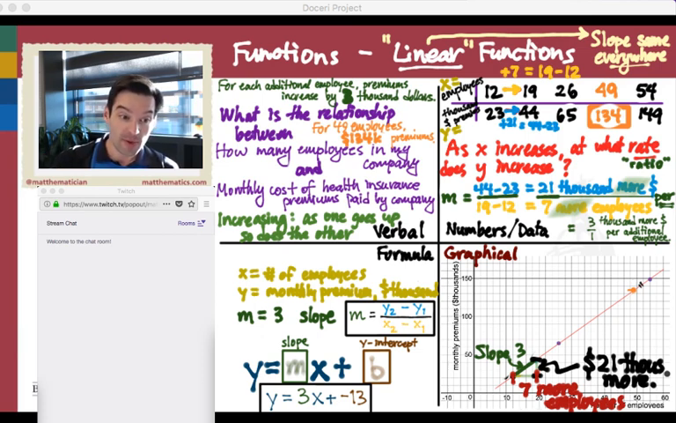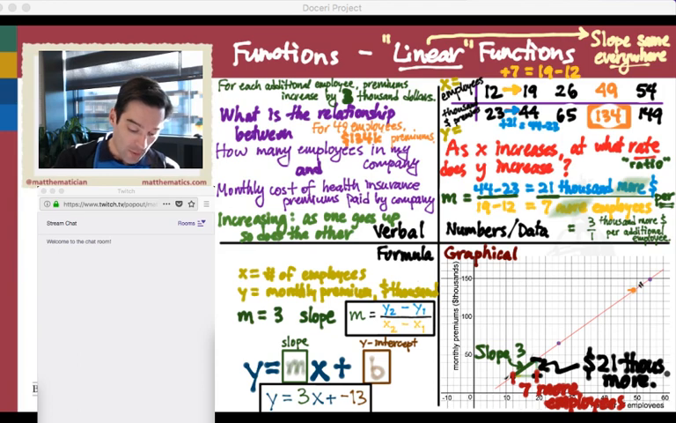Every pair of points that we look at is going to have this property: if I divide the y change by the x change, I'm always going to get the number 3, regardless of how much the x change happens to be or how much the y change happens to be. They always stand in the same ratio, 3 to 1.